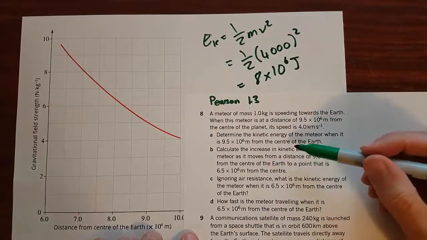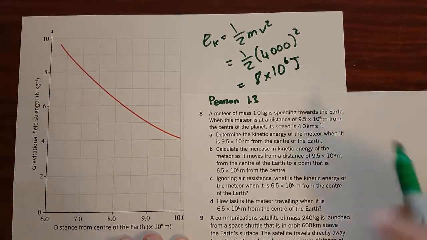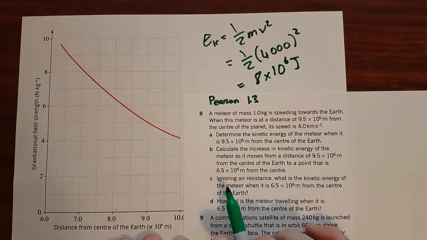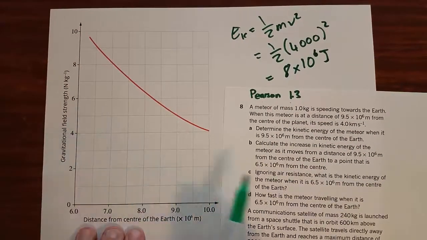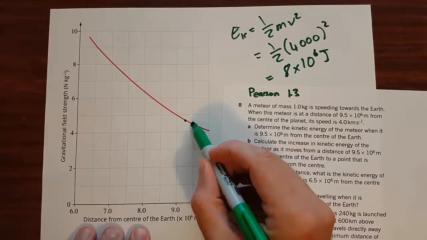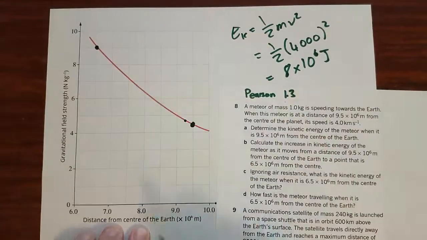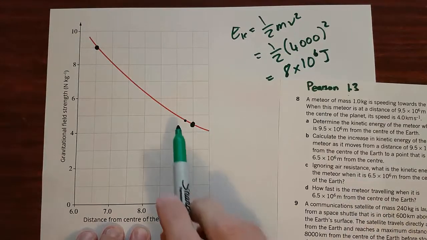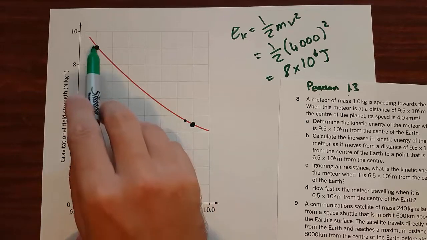For part B, it's asking to calculate the increase in kinetic energy of the meteor as it moves from a distance of 9.5 times 10 to the 6 meters to a point that is 6.5 times 10 to the 6 meters. So looking at the graph, we are now getting to a point that is 9.5, so we are here. Oops, sorry, we are here. And we're going to 6.5, which is up here. So we want to determine the kinetic energy when it travels from here, falling down to there.